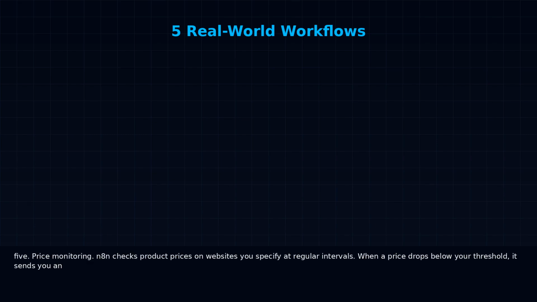Number 5. Price monitoring. n8n checks product prices on websites you specify at regular intervals. When a price drops below your threshold, it sends you an instant notification with a direct purchase link. All 5 of these are achievable with n8n's free tier and basic AI API credits that cost pennies per run.